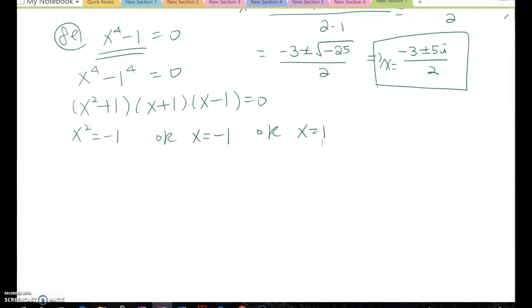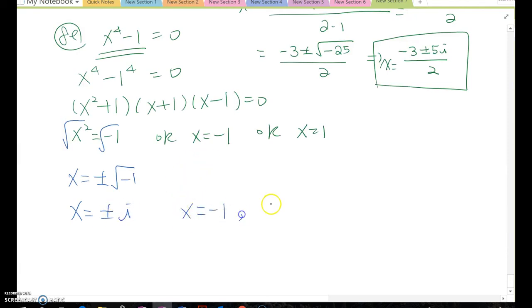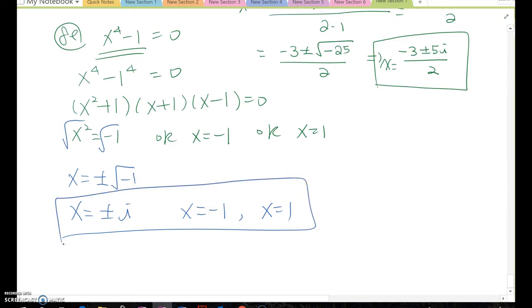So from here, using the square root, x will be plus and minus square root of negative 1, which means x equal to plus and minus i, and the other ones, x equal to negative 1 or x equal to 1. That will be your final answer. Okay?